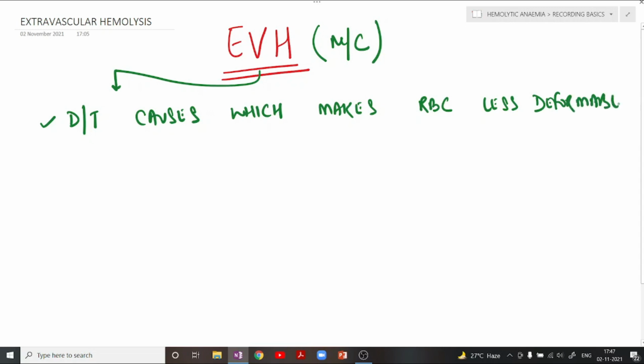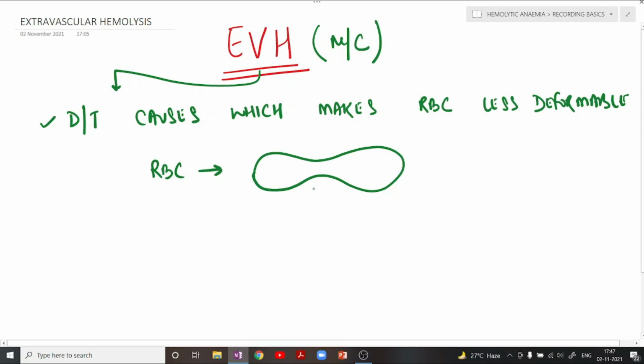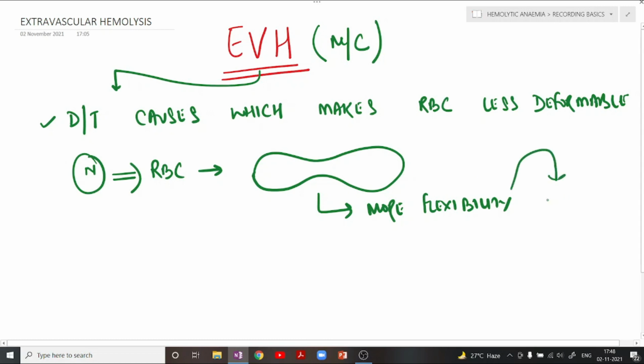Now what do you mean by this, less deformable? Try to understand that normally the shape of the RBC is biconcave. This biconcave shape of the RBCs provides more surface area and more flexibility. So a normal RBC is very flexible and can easily maneuver through the spleen, liver and bone marrow. The sinusoids of the spleen and the sinusoids of the liver are very narrow, but normal RBCs can easily maneuver through them.